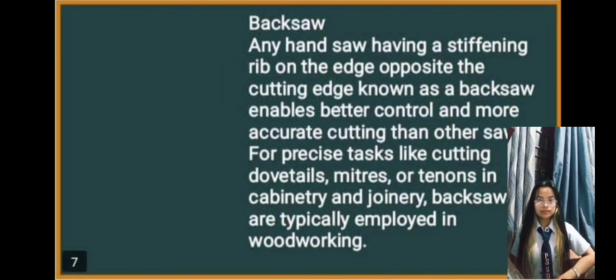Backsaw. Any hand saw having a stiffening rib on the edge opposite the cutting edge, known as a backsaw, enables better control and more accurate cutting than other saws. For precise tasks like cutting dovetails, mitres, or tenons in cabinetry and joinery, backsaws are typically employed in woodworking. So, in woodworking, backsaws are typically used for precise tasks like cutting tenons for cabinetry or joinery.